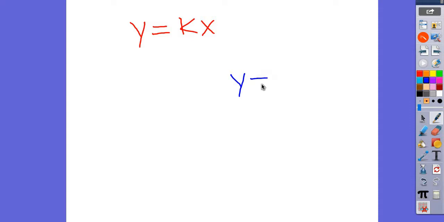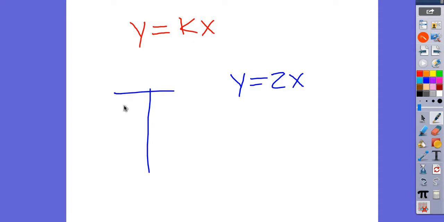What if I said y equals 2x plus 6? Proportional or non-proportional? Non-proportional, because it had what? A plus. Plus 6. What about y equals 2x? Is that proportional or non-proportional? Proportional.